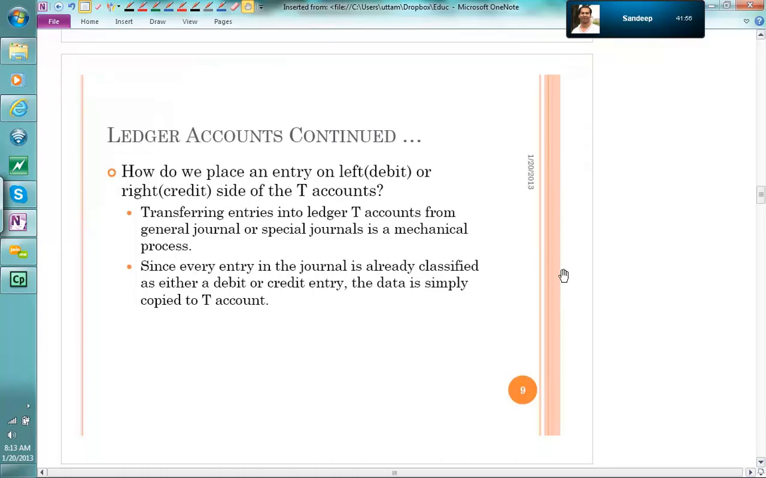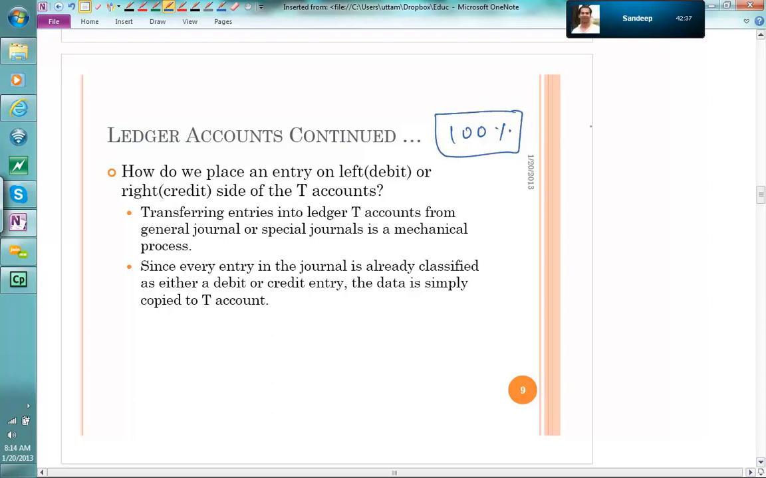So how do we make an entry once you have the data in the general journal? Let's talk about a very small business at this point for simplicity. We are assuming that all the data are entered into the general journal, and now we need to post, that is, transfer those transactions into the accounts available in the ledger book. How do we do that? It is a 100% mechanical process. Even people studying in, say, third standard should be able to do that once you tell them the process.